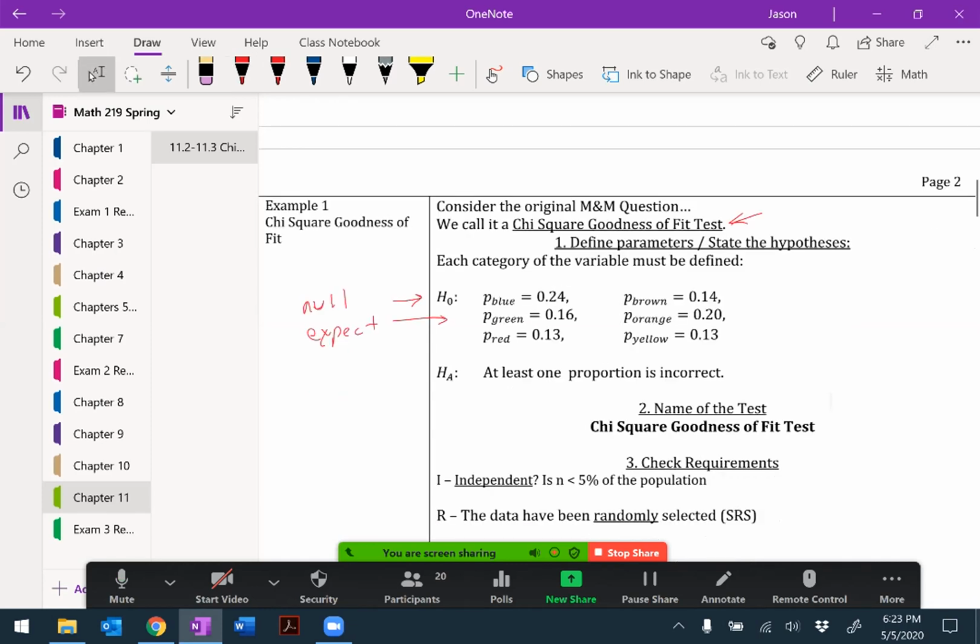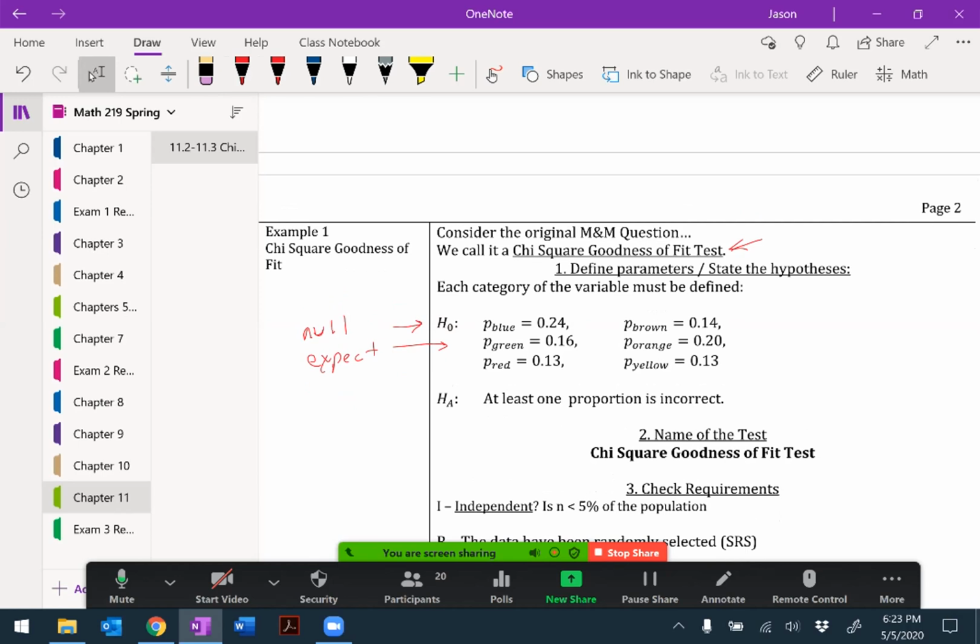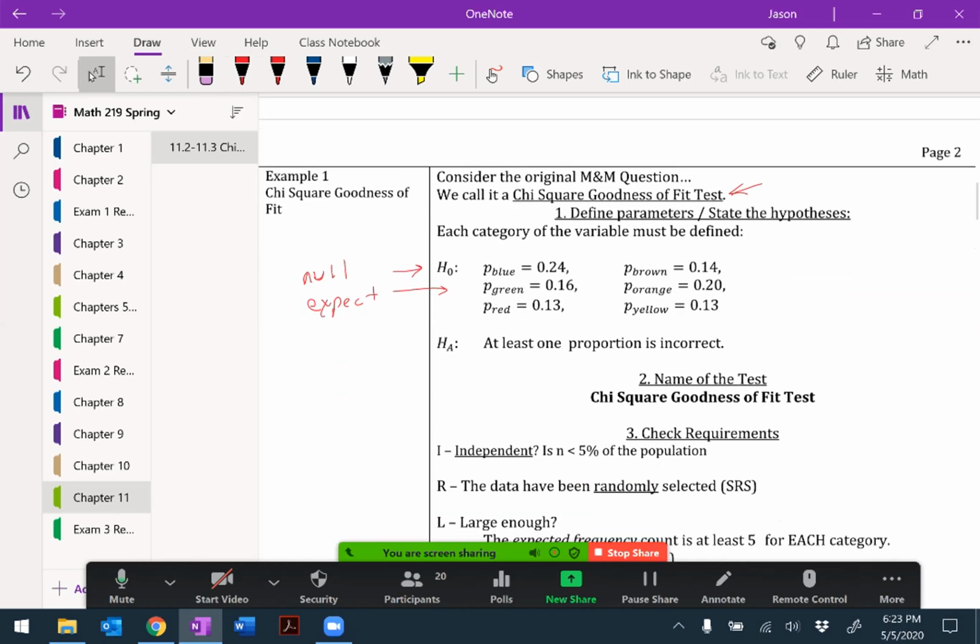Okay, what is the alternative? The alternative is that only one of these has to be false. I could have 5 out of 6 of them be true, but if one is false, then I have to throw out my null. Only one has to be false. What's the name of the test? It's the chi-square goodness of fit test.